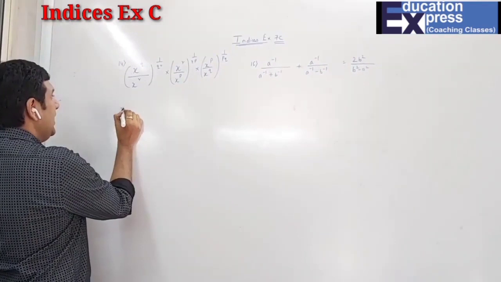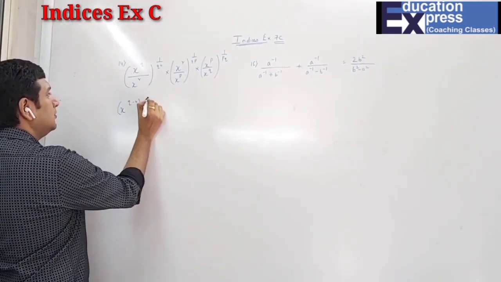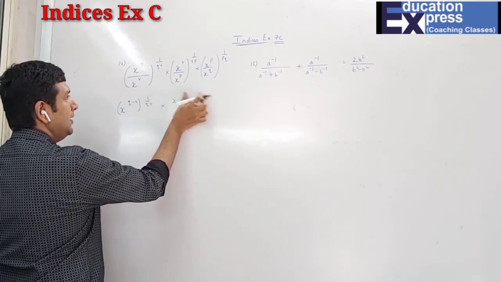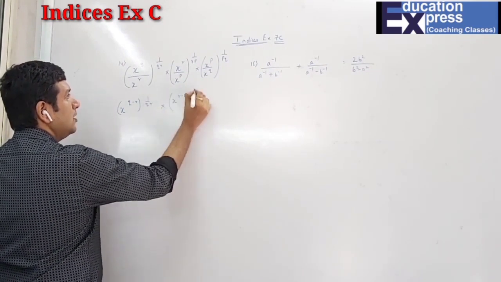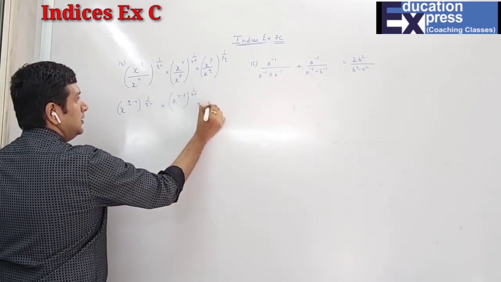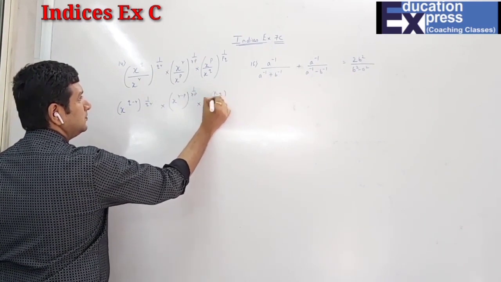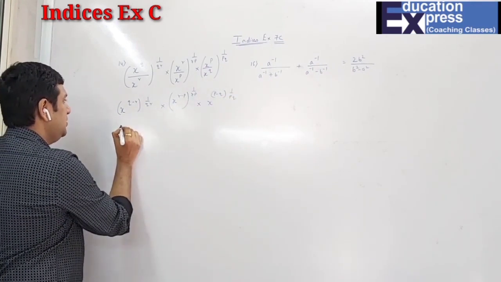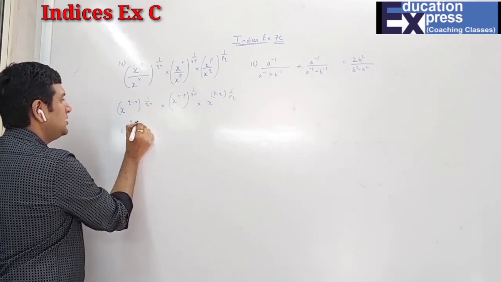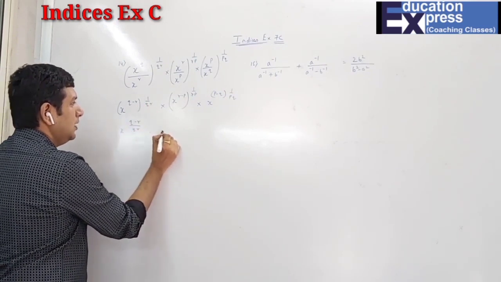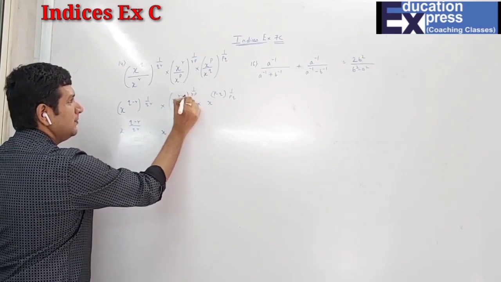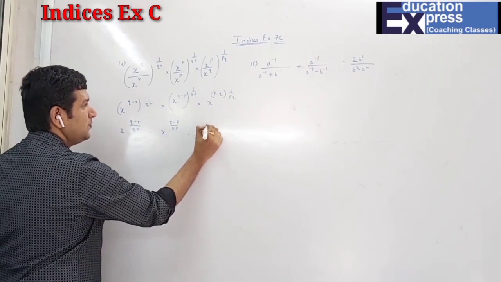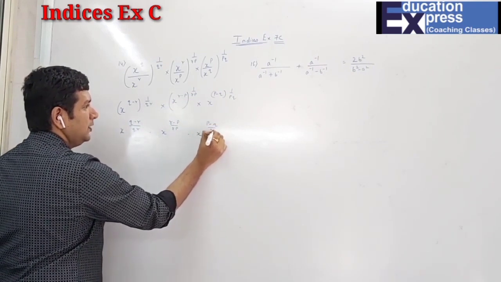evaluate. So x^(q−r) · 1/qr, x^(p−r) · 1/rp, x^(p−q) · 1/pq. So now students, you can see over here (q−r) into 1 is (q−r)/qr, x^((r−p)/rp) and x^((p−q)/pq).